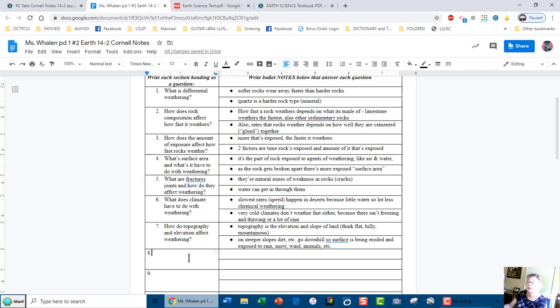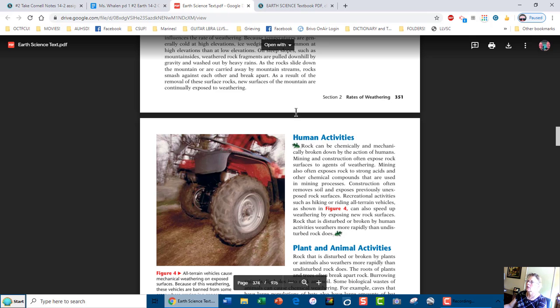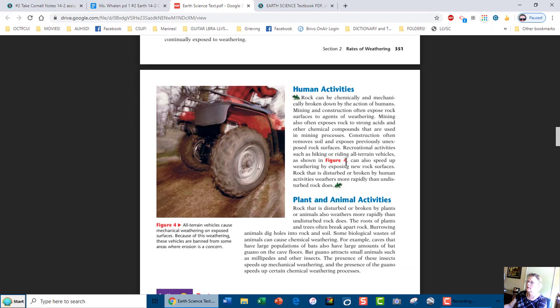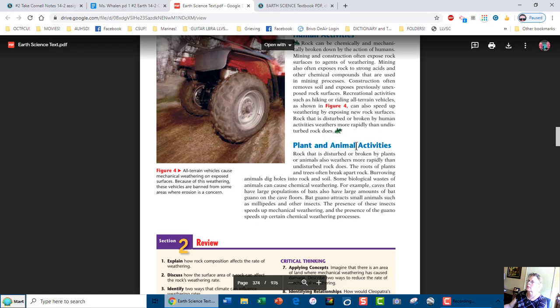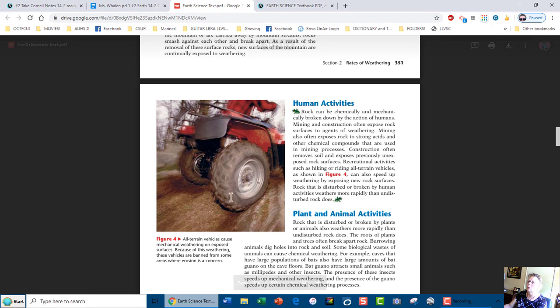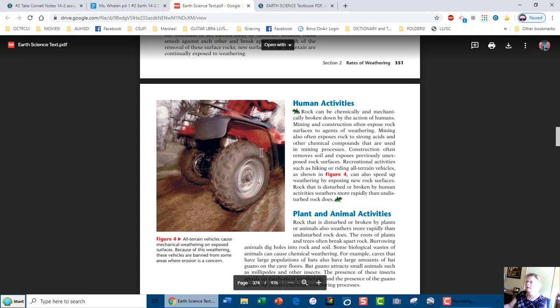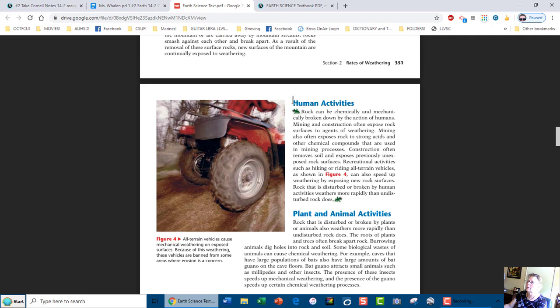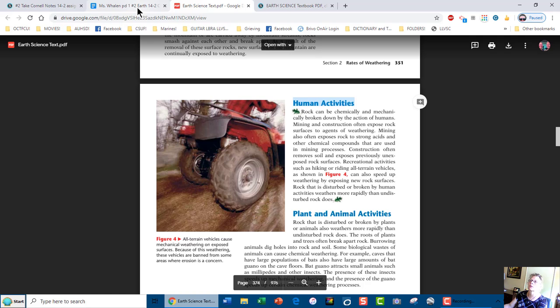Okay, so the next heading. It looks like human activities, and then the last one would be plant and animal activities. They're showing you this guy in a four-wheeler. These are a lot of fun. They're also very destructive. Look at those tires. I mean, they're going to smash everything in their way, and so let's write a little bit about that. They're fun to do, but it's important to be responsible at the same time. So I'll go back to human activities.